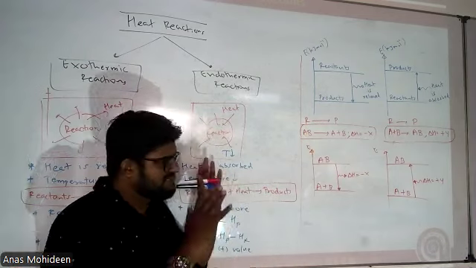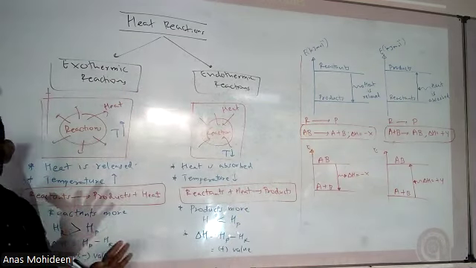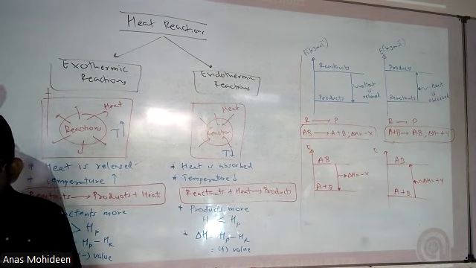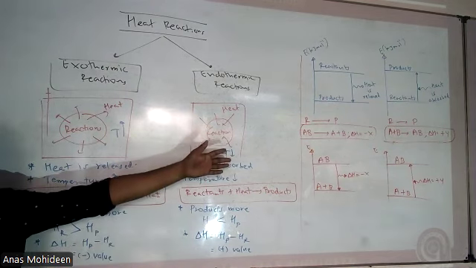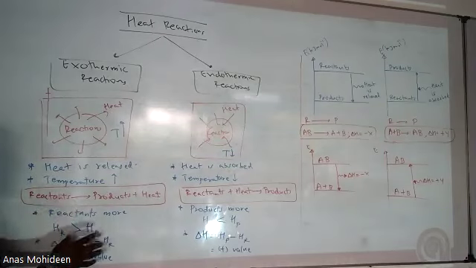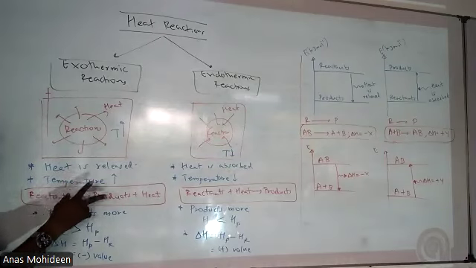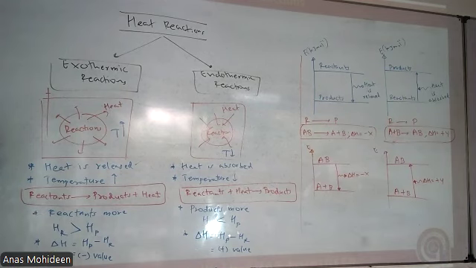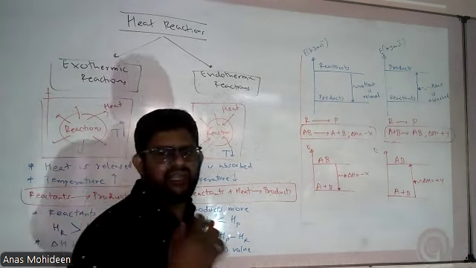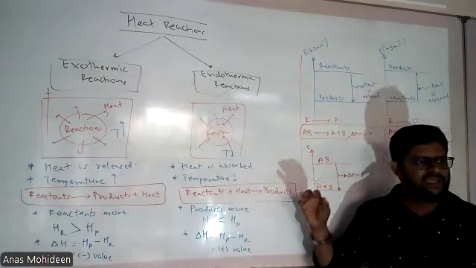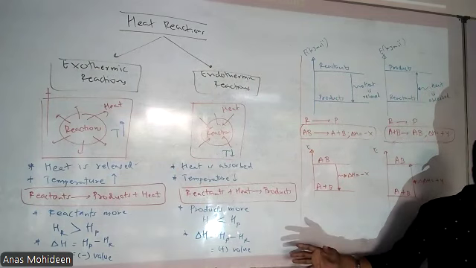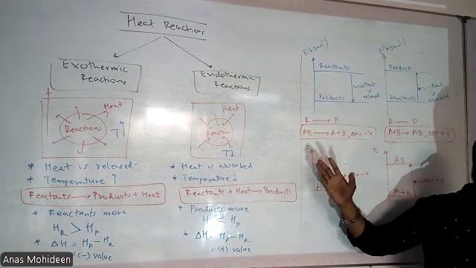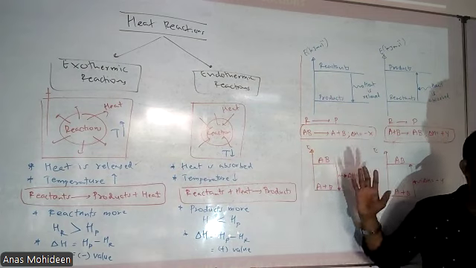Summarizing this, this is the part you have to remember. Did you understand? So tell me, what is exothermic? Heat is released. Endothermic, heat is absorbed. What are the four points? Heat is released, temperature increases, reactants move, negative value. Repeat it. What about endothermic? Heat is absorbed, temperature decreases, products move, positive value. Repeat it.